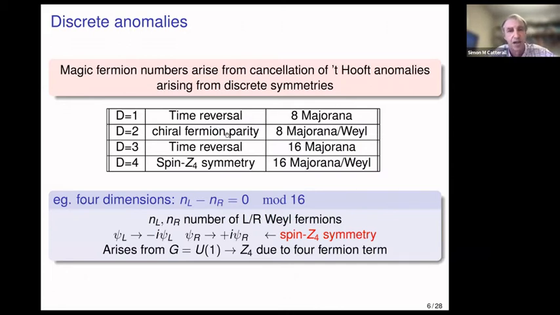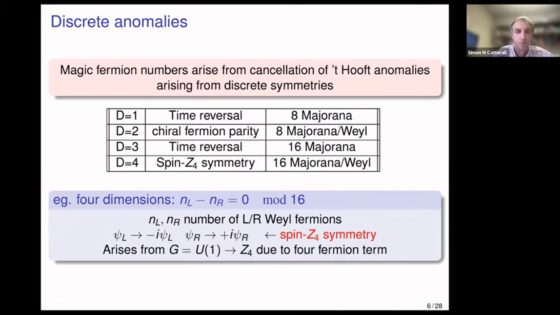In 2 dimensions, the relevant symmetry is chiral fermion parity. That also requires 8 Majorana or equivalently Weyl fermions. In 3 dimensions, it's again time reversal, and that requires 16 Majoranas. And in 4 dimensions, it's what's called a spin Z4 symmetry, and that also takes 16 Majorana or Weyl fermions to cancel the anomaly off in the UV. So that therefore, potentially, you could gap states in the IR.